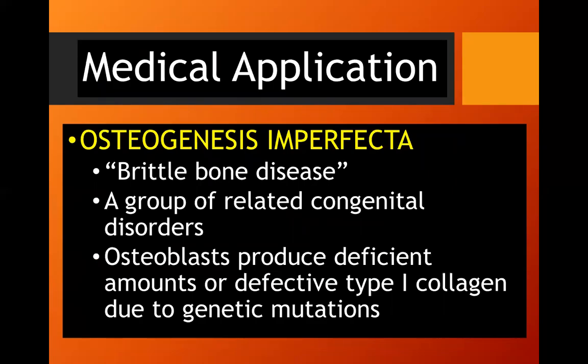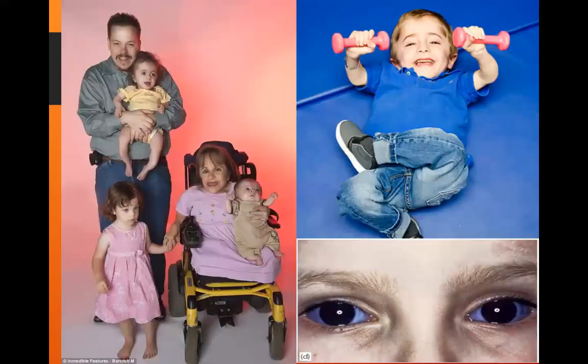Okay, let's apply this in medicine. Your osteogenesis imperfecta is also known as brittle bone disease. This is a group of related congenital disorders. As defined, osteoblasts produce deficient amounts of, or defective, type 1 collagen due to a genetic mutation. So this is an example of osteogenesis imperfecta.